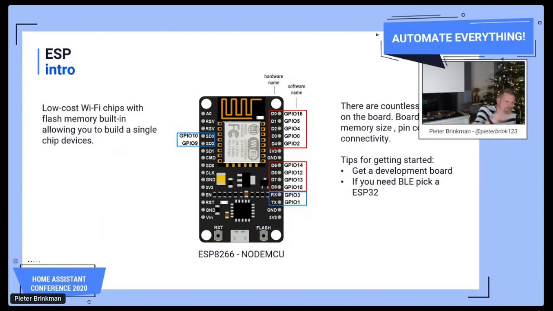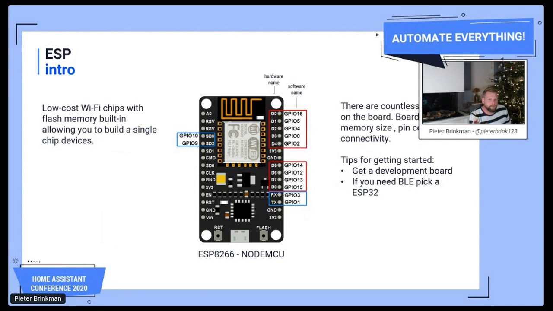So now we have switches, right? But we need to control these switches. We need to wire those in to control the different switches. So we're going to use ESP boards. ESP boards in general are just low-cost Wi-Fi chips. They have flash memory built in. You can flash them and they will run on their own. They're amazing. There are countless boards, endless boards.